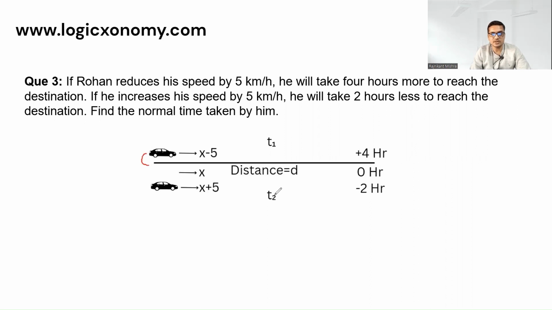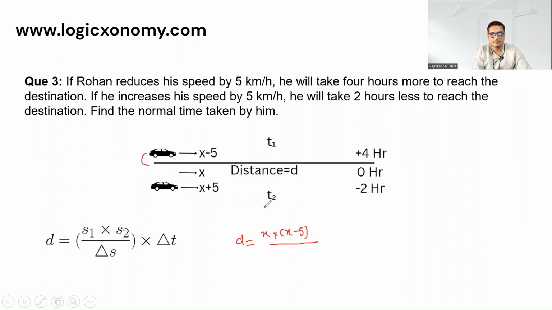Now first compare these two journeys and use the formula d is equal to s1 s2 by delta s into delta t. In first case, d is equal to multiplication of speeds x into x minus 5 by difference of speed, which is 5, into delta t, 4 hours. In second case, compare these two journeys. d is equal to x into x plus 5 by 5 into 2.